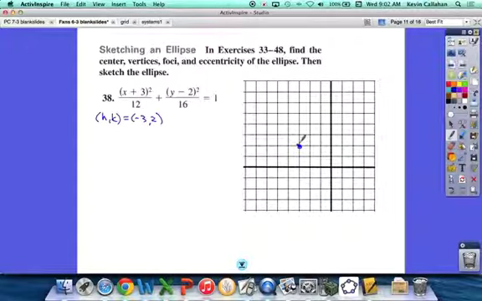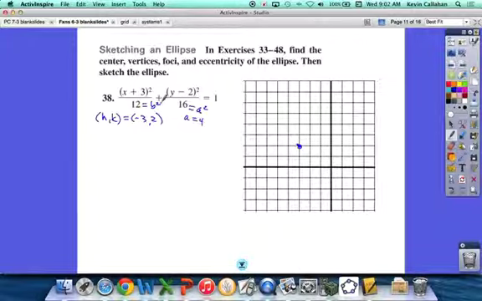There's the center. Is this one going to be vertical or horizontal? Which has the bigger denominator? Y, right? And y is the vertical coordinate. So definitely this is our a squared. So a equals 4. And this is our b squared.